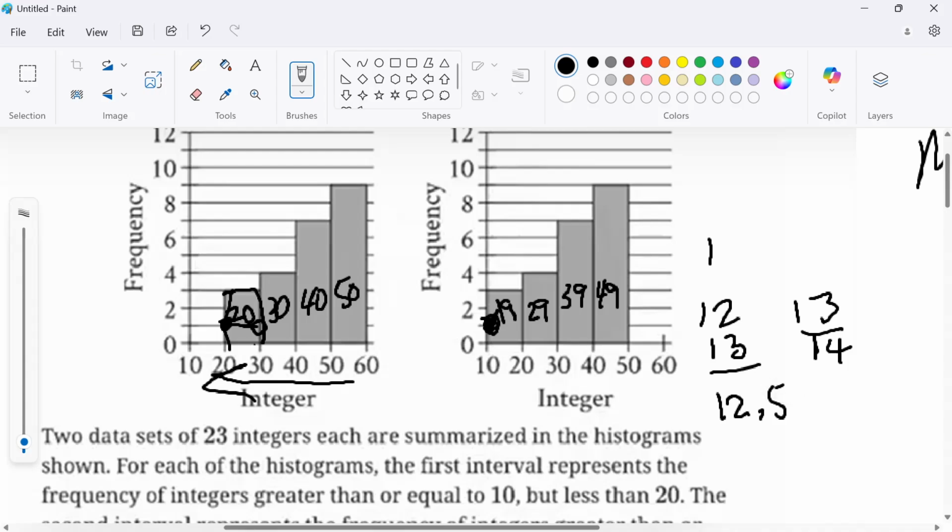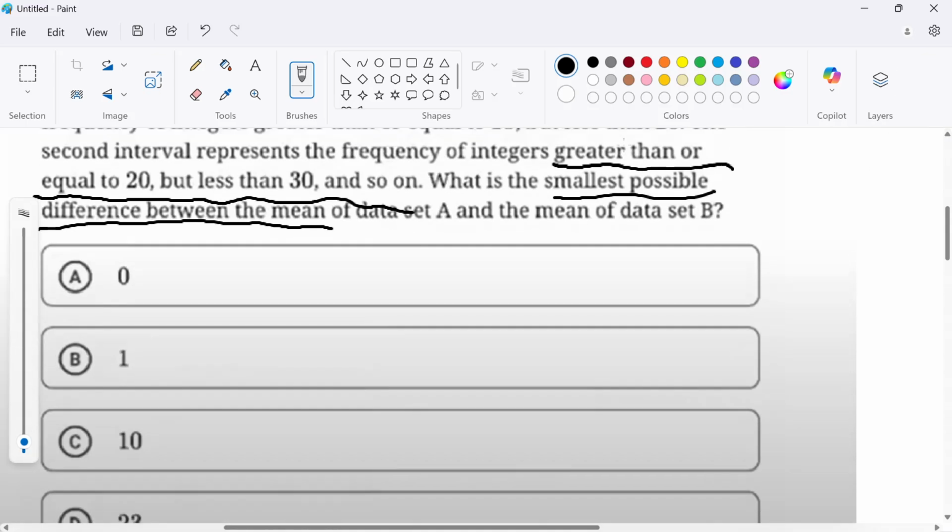Again, the difference between each value in these data sets is 1. 13 plus 14 is 27, divided by 2 is 13.5. Notice that the difference in the means is only 1. So the difference between each value, if I squeeze them together as close as I can get them to each other, is 1. The difference in the means is going to be 1.